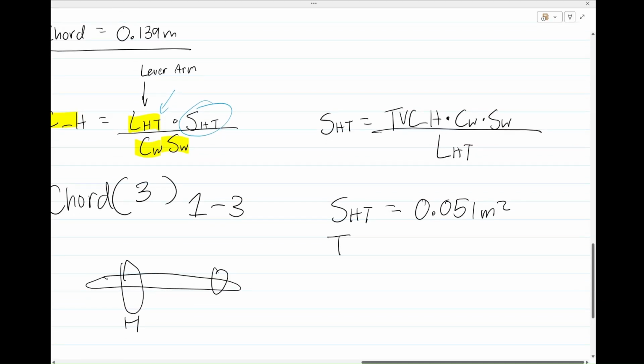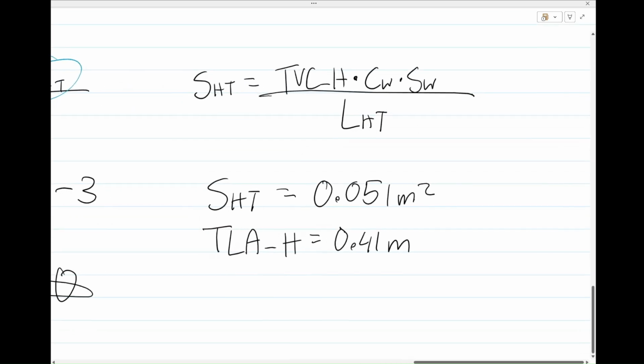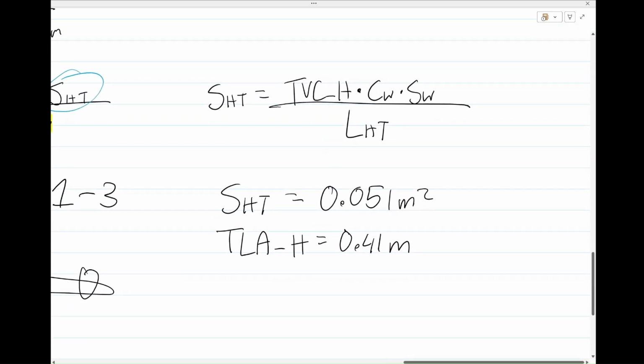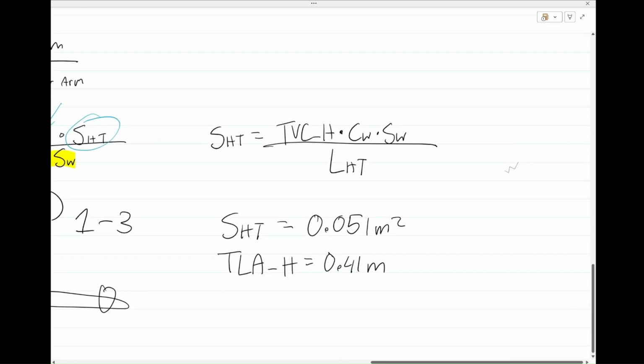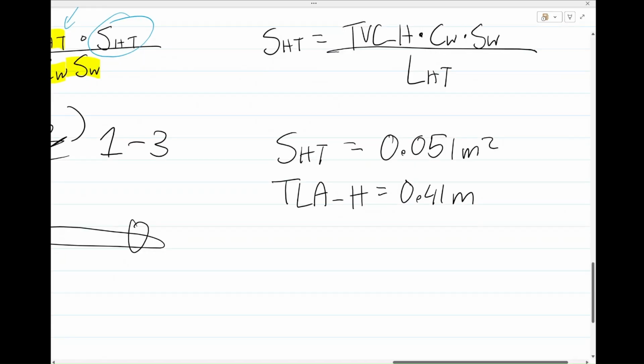And for reference, my horizontal tail lever arm is equal to 0.41 meters, which is just, again, 3 times my chord. And my tail area is now compensating for it. I'm not even going to write it at the top. We can also decide an aspect ratio for the tail, like AR horizontal, I guess.